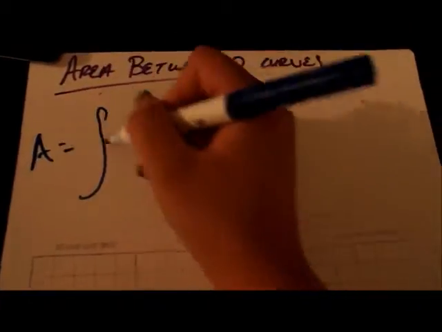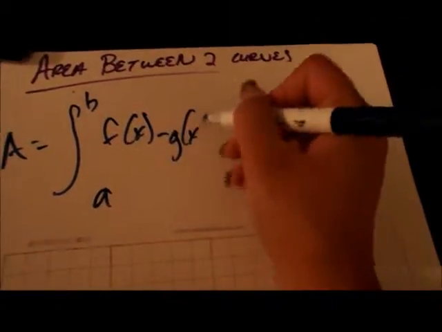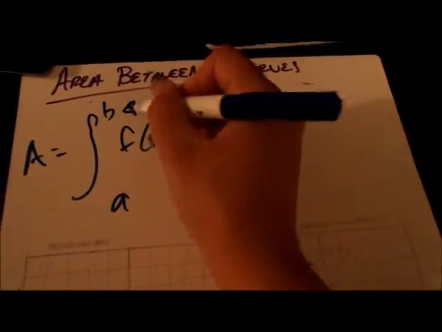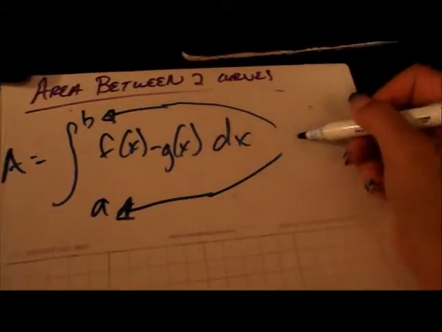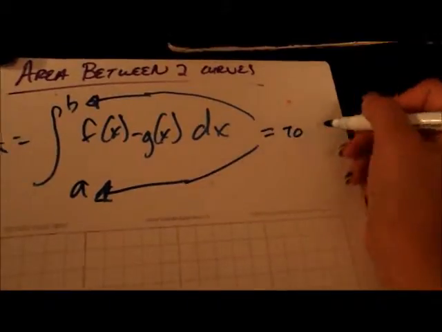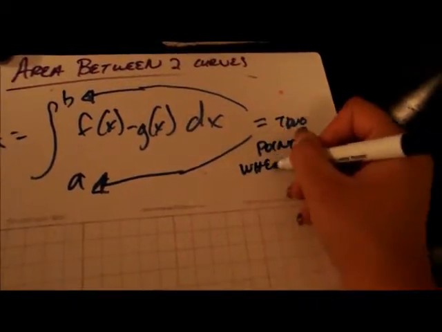It is written A is equal to the definite integral between a and b of f of x minus g of x dx, where a and b are equal to the two points where the graphs intersect, or the limits of integration.